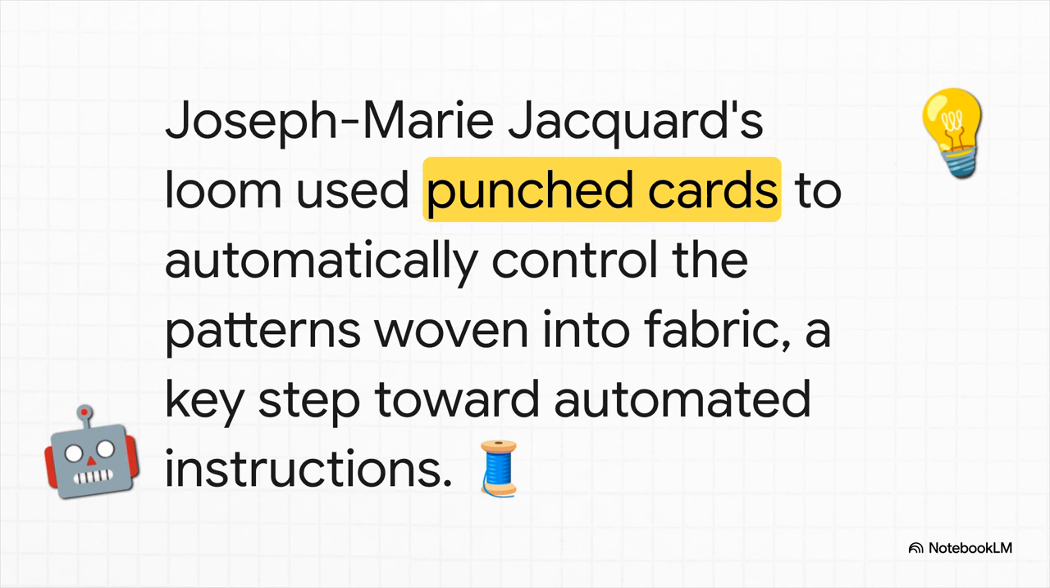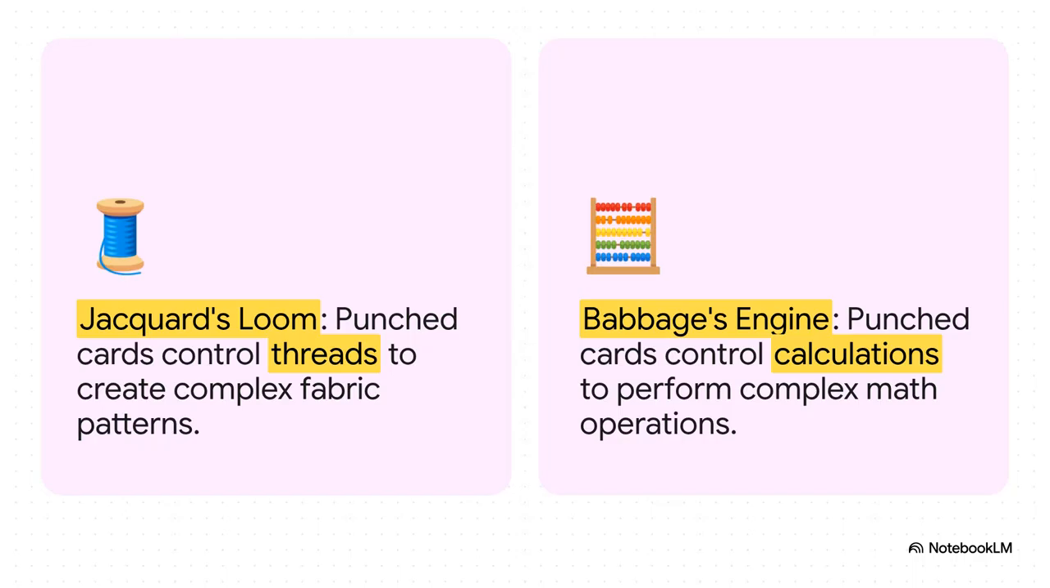A hole meant a hook would lift a thread. No hole, the thread stayed down. It was basically a physical if-then statement. For the very first time, a complex process could be stored, automated, and run by a machine. This was absolutely revolutionary. And this is where the idea makes its first huge leap.